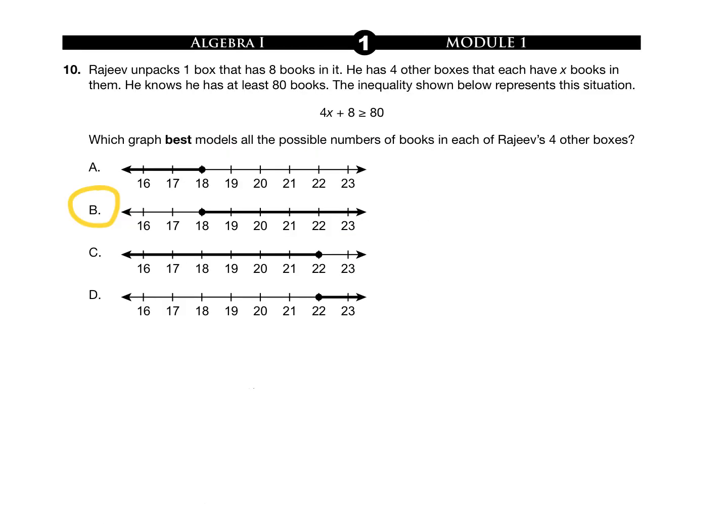Okay, Rajiv unpacks one box that has 8 books in it, and he has 4 other boxes that each have x books in them. And he knows he has at least 80 books. They did the nice job of giving us this inequality, so they did the work for us. And they just want to know which graph best models all of the possible numbers of books.